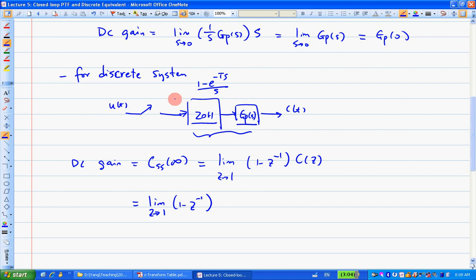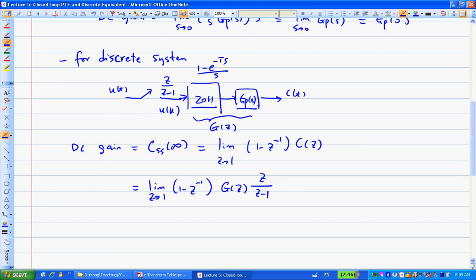C(z) basically is the unit step input multiplied by the discretized block of these two together, right? So if you have a unit step input here, then the digital one here is z over z minus 1, right? This is U(k). And these two together, let's call that G(z). So then C(z) will be G(z) multiplied by z over z minus 1.